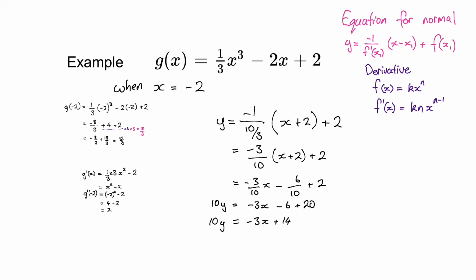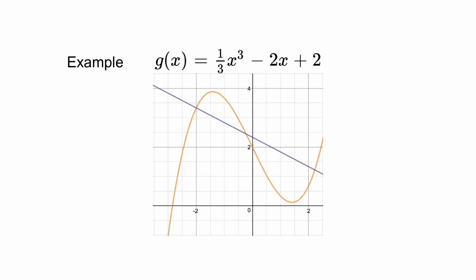So now let's have a look at this on a graph. Our orange line here is our original function g of x, 1/3 x cubed minus 2x plus 2. And our purple line here is our equation for the normal, which is given by 10y equals minus 3x plus 14. But that is only the equation of the normal at the point when x equals minus 2, at that point up there.